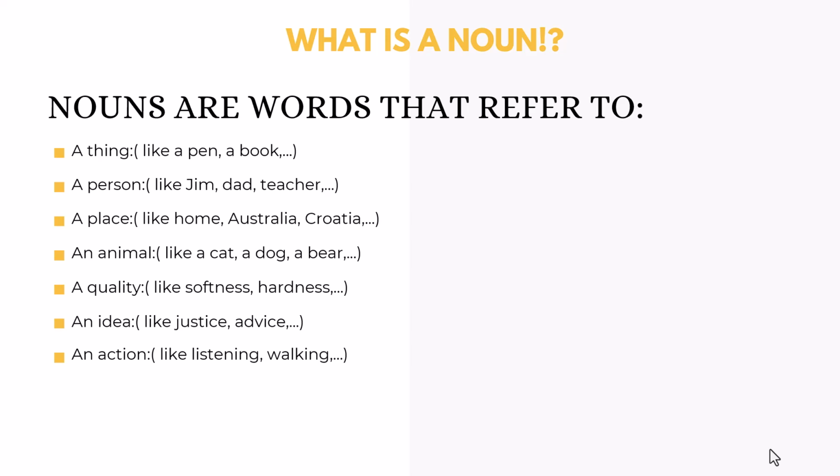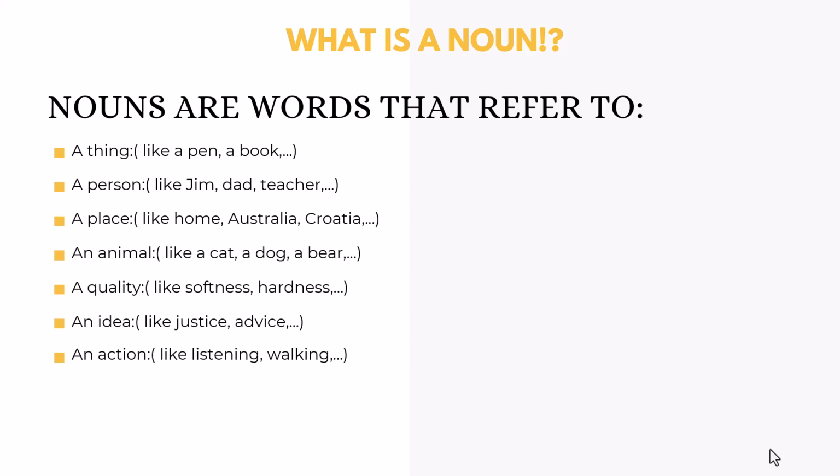They can refer to a person, like Jim, Dad, teacher. They can refer to a place, like home or school. They can also refer to the name of countries, like Croatia, or name of the continents, like Australia. They can refer to an animal, like a cat, a dog, a bear, a boar, right?